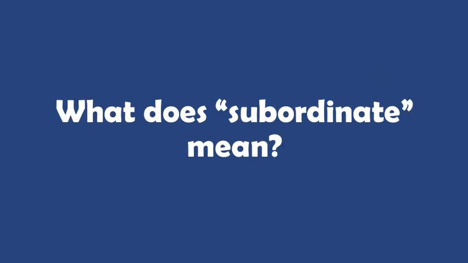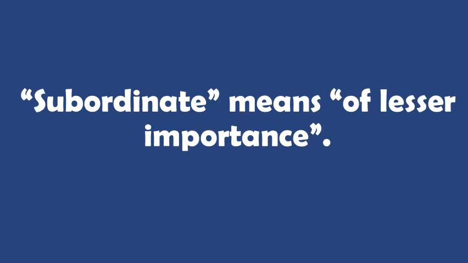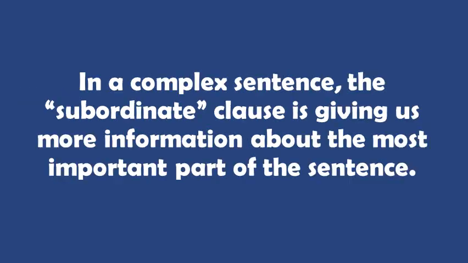Let's pause for a second and talk about what subordinate means. The word subordinate means of lesser importance. So whatever it is that is subordinate, it means that it is less important than something else. In a complex sentence, the subordinate clause is giving us more information about the most important part of the sentence. So that means the subordinate clause is the less important piece of information.